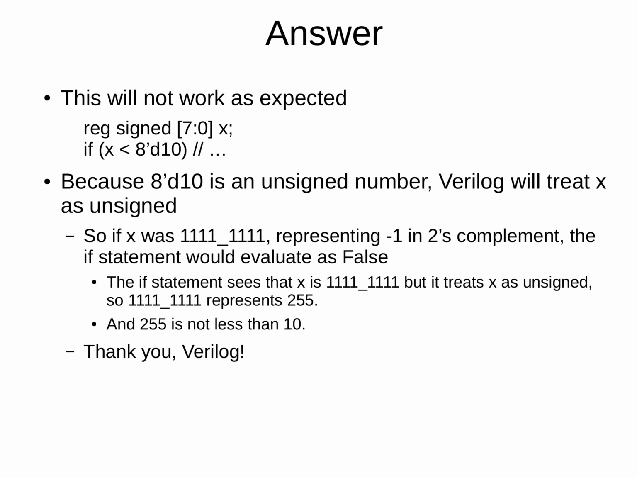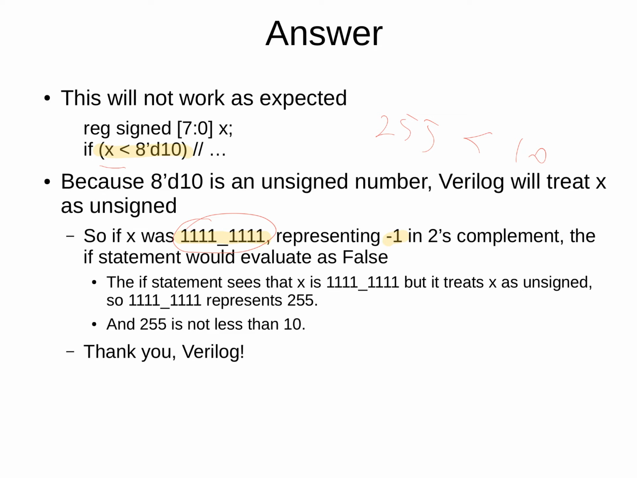To elaborate, imagine that our number x was representing -1. That means that stored inside x is 1111 1111. We know that this is -1 in 2's complement. Then when we get to the if statement, because this is an unsigned comparison, we need to ask what number x represents as an unsigned number. Now, as an unsigned number, x is going to represent the number 255. And here we're comparing, is 255 less than 10? And the answer is no.